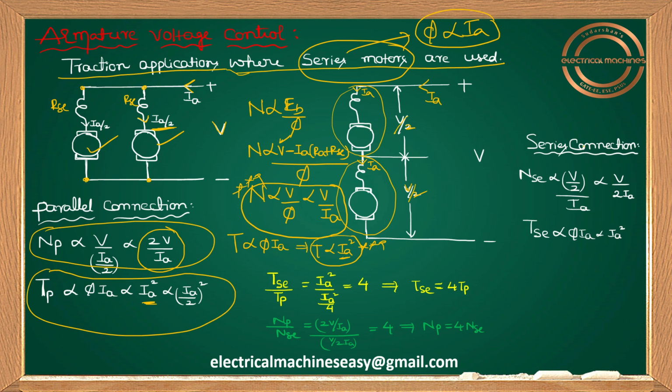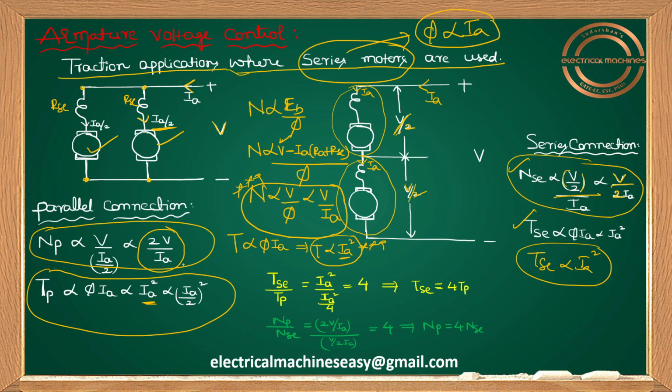Similarly, let me go for the series connection. NSC is proportional to the armature voltage across each motor, V by 2, divided by the armature current, because the formula is V by IA. The armature current here is IA, so you get V by 2IA. This is for NSC. Similarly, TSC: you know already TS is proportional to IA square. What is the armature current here? Once again IA only, so I can simply write IA square. So now I have NSC proportional to V by 2IA, and TSC proportional to IA square.